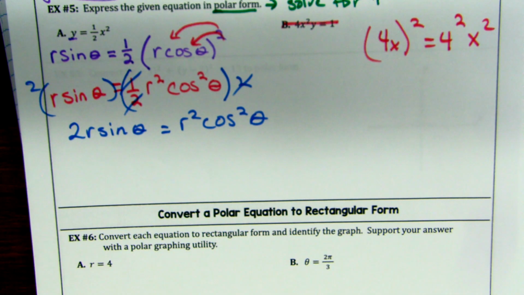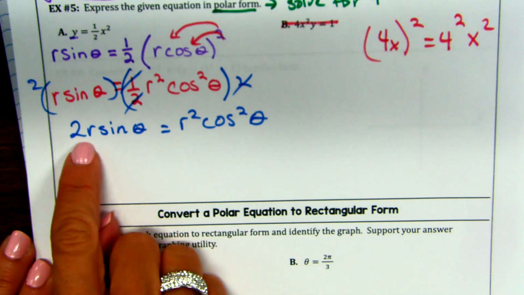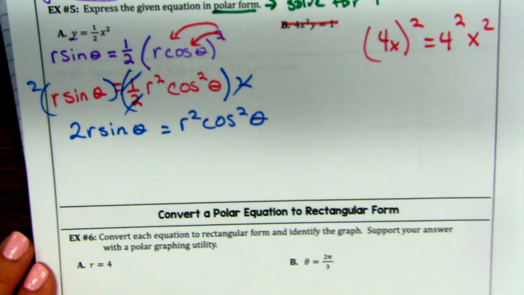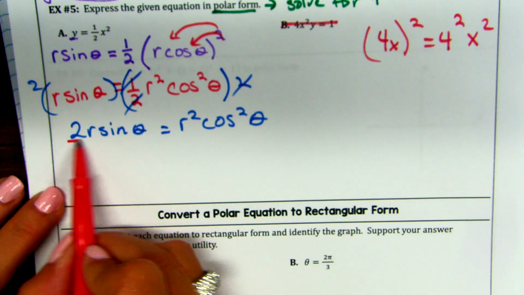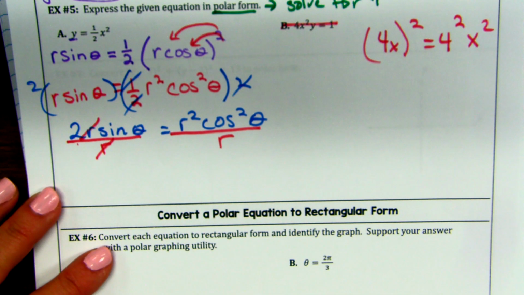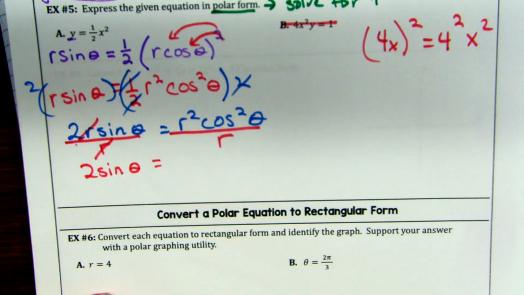And my goal is to solve for r. Now I have r's on both sides. And notice the r's are multiplied. It's 2 times r times sine theta, and r squared times cosine squared of theta. So to get those together on one side, I'm just using algebra skills. I know I can divide this side by r, as long as I divide this side by r. You can do anything you want to an equation as long as you do it to both sides. And that solves the problem of combining our r's.